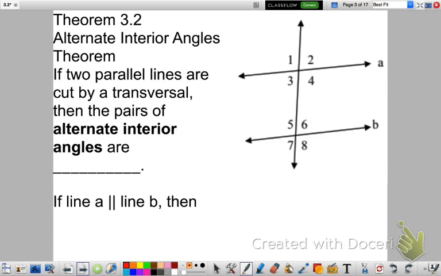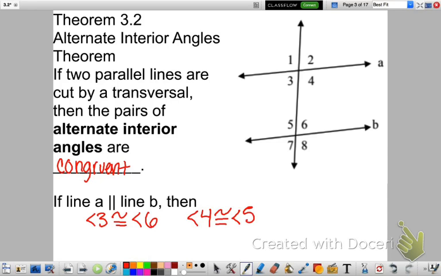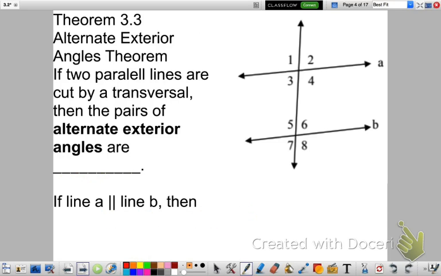Alternate interior angles are also going to be congruent. So angle 3 will be congruent to angle 6, and angle 4 will be congruent to angle 5. Alternate exterior angles will be congruent. So angle 1 will be congruent to angle 8, and angle 2 will be congruent to angle 7.